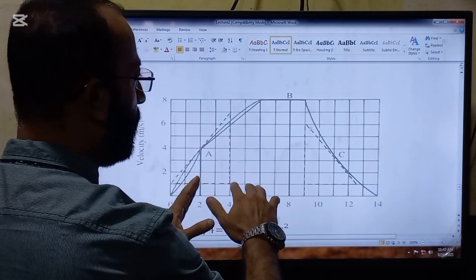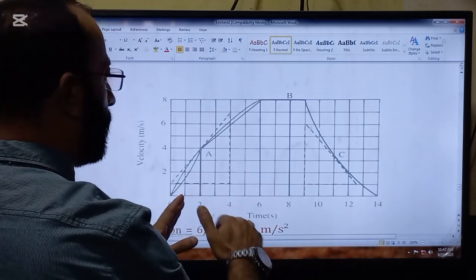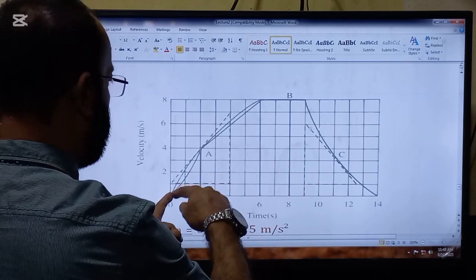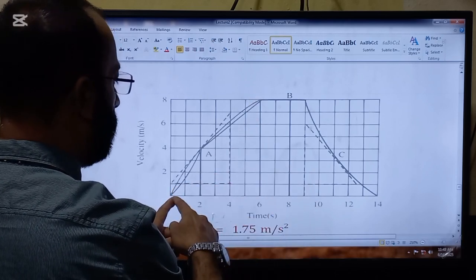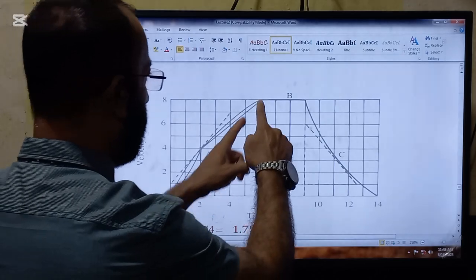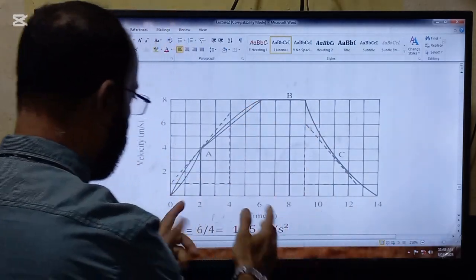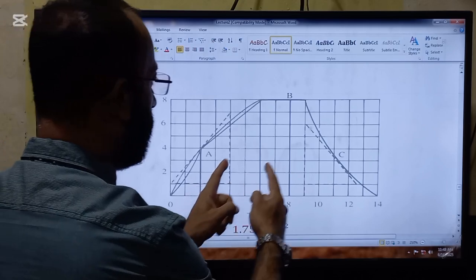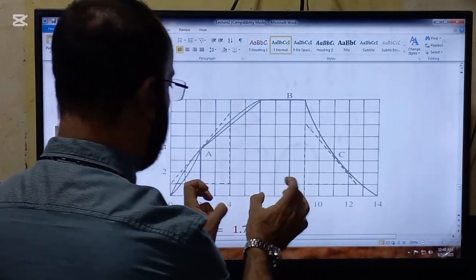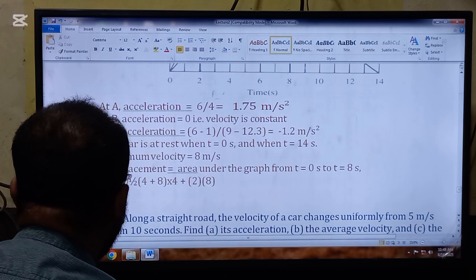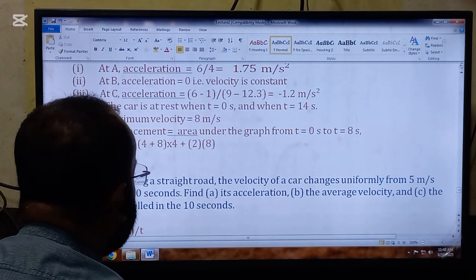So you may directly solve, and the second method is this one. You may divide the figure into two halves. Up to here, this is one part, that is a triangle, and from here to here, this is our trapezium. So find the area of the triangle and then find the area of the trapezium, and add them. That will give you the distance of the graph.